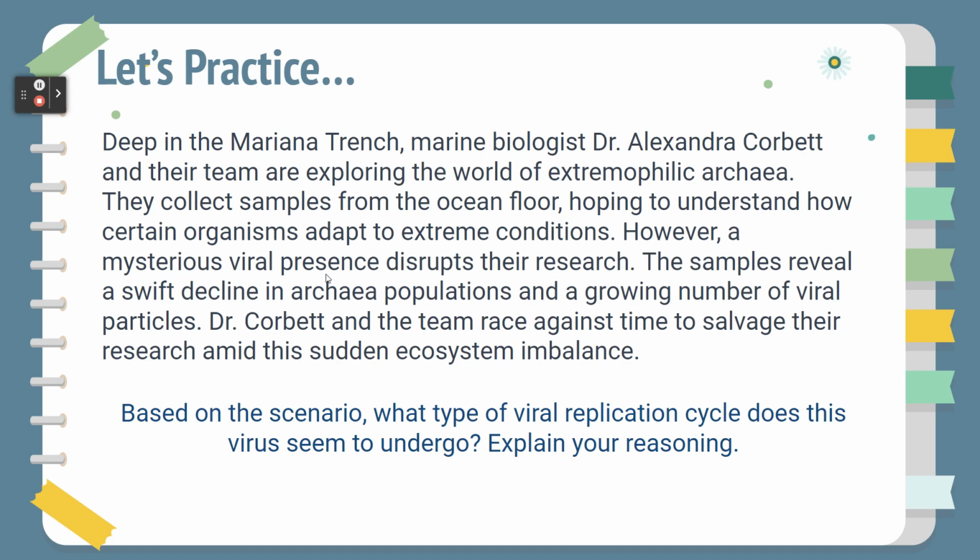The text evidence is, number one, firstly, that the scenario mentions there is a swift decline in archaea populations as a result of the viral presence. So, this decline suggests that the virus is actively infecting and destroying the archaea cells. Your second point of evidence could be that the scenario notes there is a growing number of viral particles. That indicates that the virus is actively replicating within the archaea cells and producing new viral particles, which is characteristic of the lytic cycle. And then lastly, you could have said that the research team is racing against time to salvage their research due to the sudden ecosystem imbalance. That supports the idea of the lytic cycle.